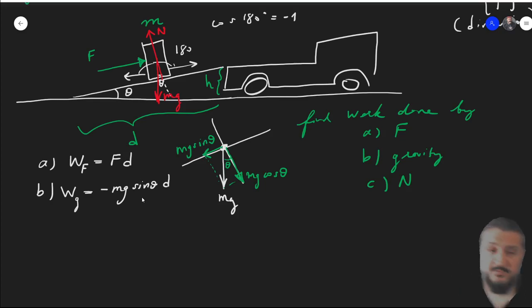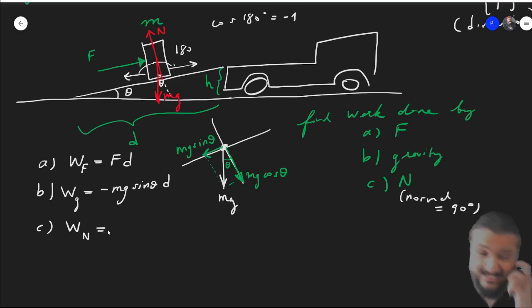What about the normal force? What is the angle between the normal force and the displacement? It's 90 degrees by definition. Normal means 90 degrees. Therefore, the work done by the normal force has that cosine 90 in it. Therefore, 0. Okay, perpendicular forces do not do any work.